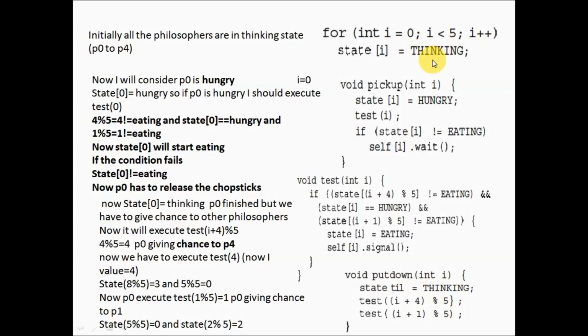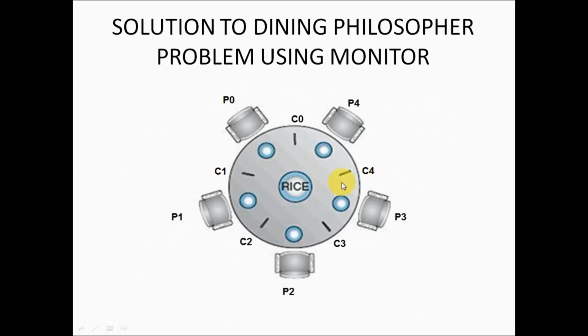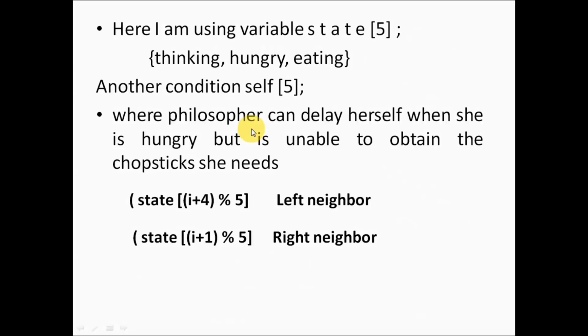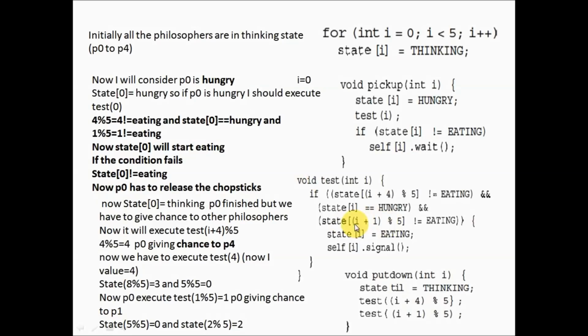Let me quickly brief this. Initially P0 will be in a thinking state, then it moves to the hungry state, that is 0. After it is hungry, it has to execute the test of 0. So it will move inside the test of 0. 0 plus 4 is 4 modulus 5, so 4. P4 is not eating because it is a neighbor of P0. Now what is the next neighbor? P1. 0 plus 1 is 1 modulus 5, which is 1. So P1 is also not eating, and P4 is also not eating. Then P0 can start eating. That is, state of 0 is eating. That means P0 is eating.